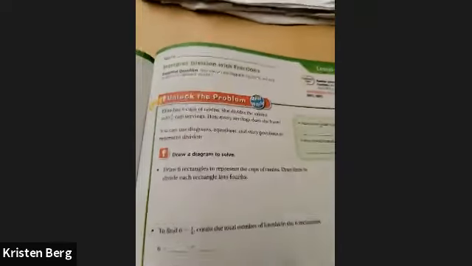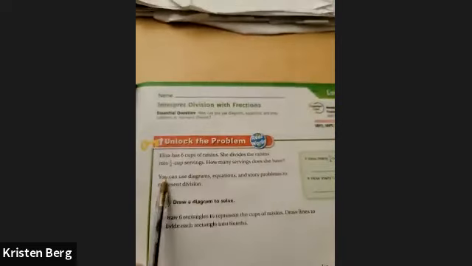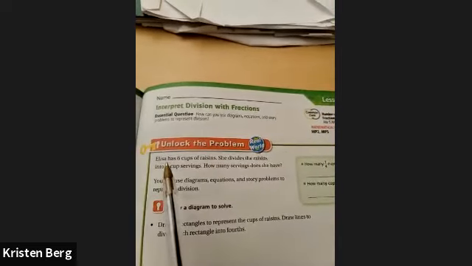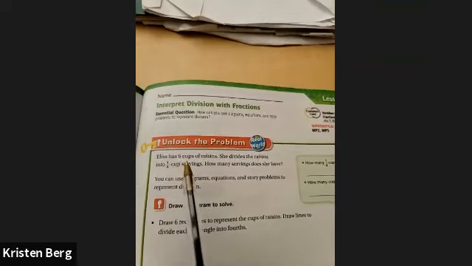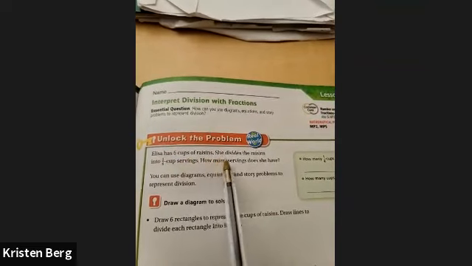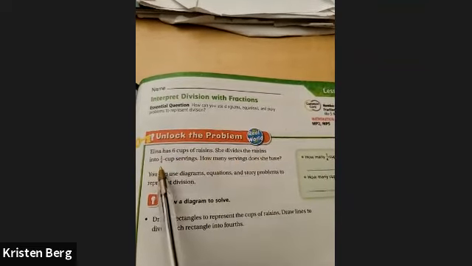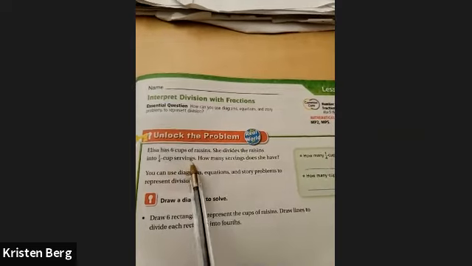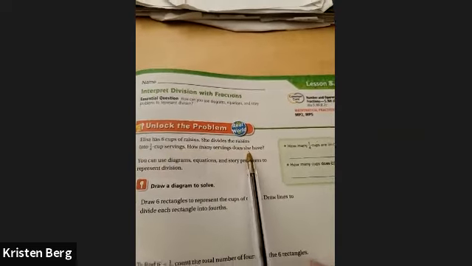So I am going to start by just turning this around. All right, so here we are. It says Elisa has 6 cups of raisins and she's going to divide the raisins into 1/4 cup servings. How many servings will she have?